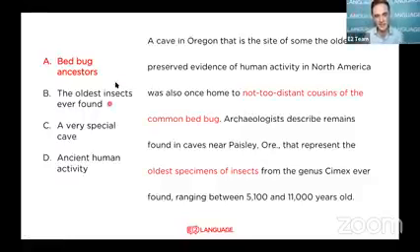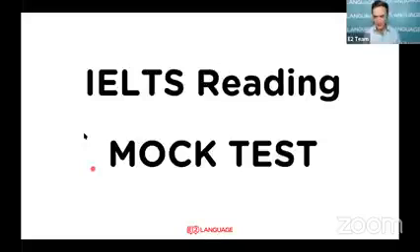Is it about the oldest insects ever found? No, it doesn't mention that. It says it represents the oldest from the genus Cimex, so they're the oldest ones from this particular genus. It mentions this very special cave, but that's not what it's about. And it mentions ancient human activity, but that's not what it's about. Cool. All right, I know that was tough, but that's what it's all about. It's about synonyms and it's about main ideas. And it's also about understanding the IELTS question types.